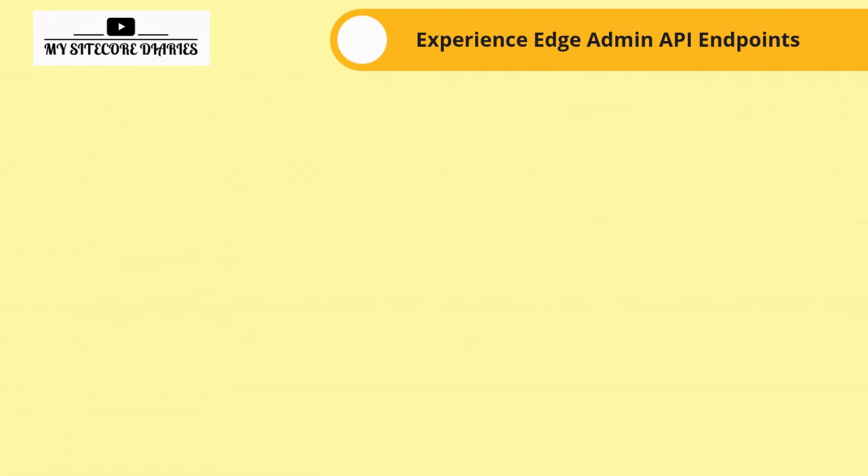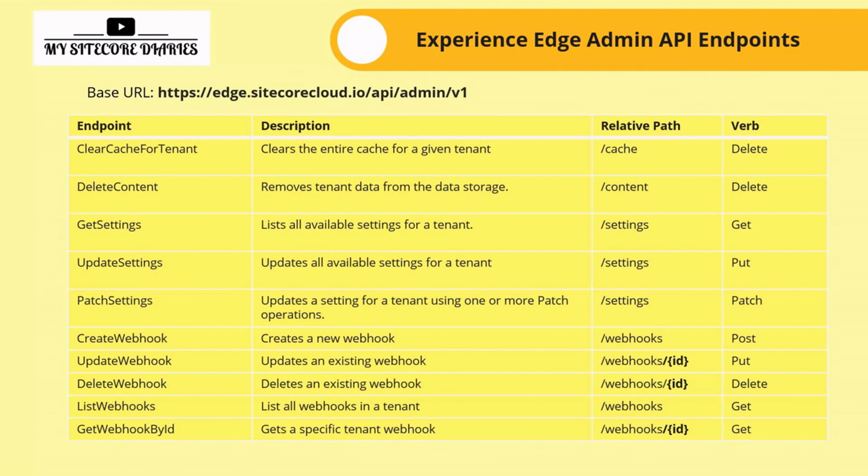Experience Edge admin API endpoints. Experience Edge, as we discussed, is like a CDN kind of thing, right? You might need a few functionalities which you want to perform. How can you do it? By using the admin API. The base address is sitecorecloud.io/API/admin/v1, and there are different methods which can be used, like clear cache for tenant, which will clear the entire cache for a given tenant.